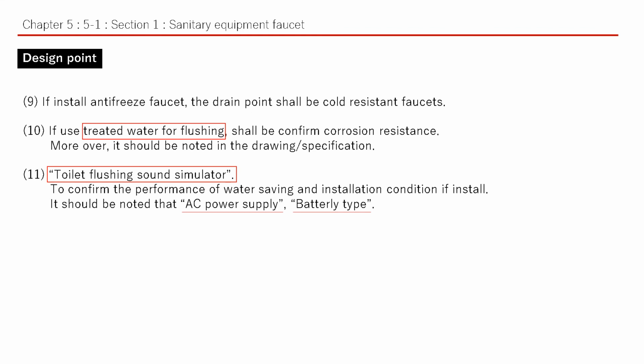Next, we can consider a toilet silencer. This is because women who care about the sound during defecation flush water to disguise the sound. This is a device that saves water by making a sound instead of flushing water. It is recommended to install it in offices and in toilets next to living rooms.